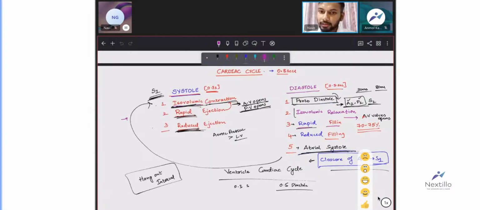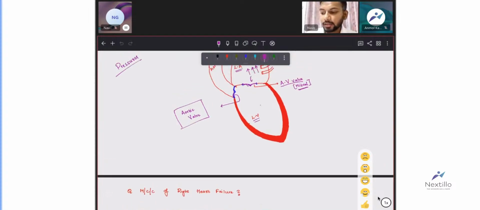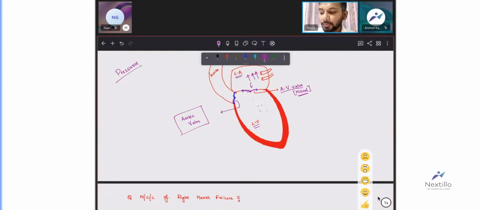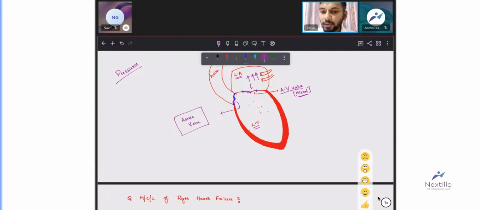These are the phases that I told you. Let's start from isovolumic relaxation. We can start from anywhere. Last time we started from rapid filling, so this time I'm starting from isovolumic relaxation. This is the cycle of the ventricle, so the ventricle is relaxing. What is the meaning of isovolumic? The volume remains the same. If the volume in the ventricle has to remain the same, the blood should not come in or go out. So both of the valves are closed.